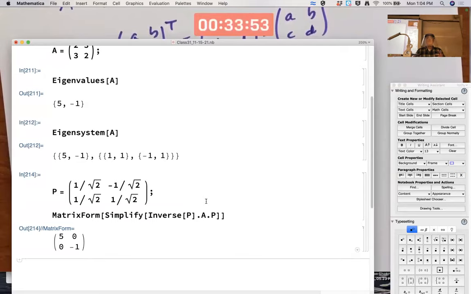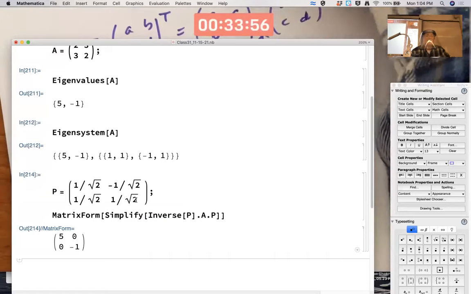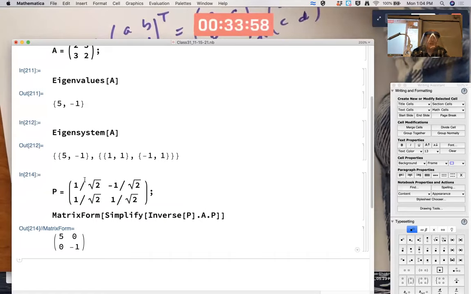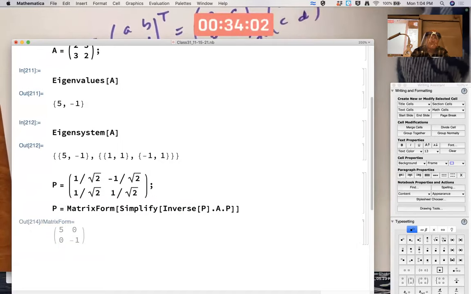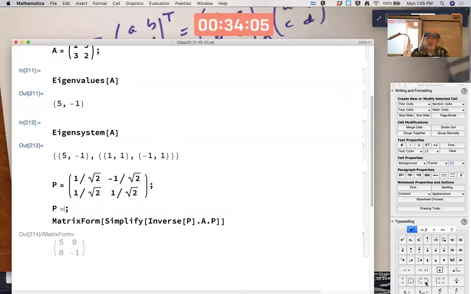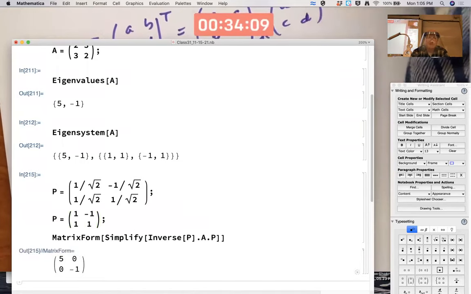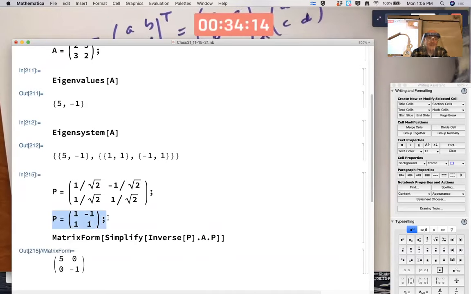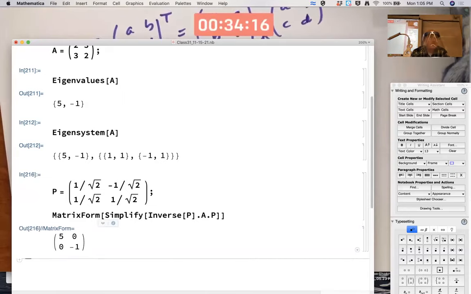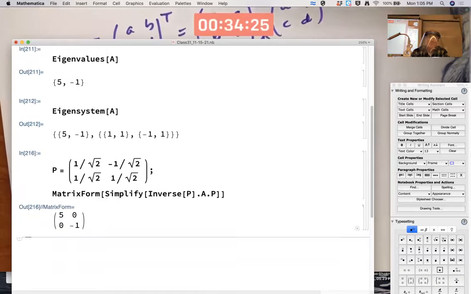When you... and this is not a unique P. I could have done the simpler looking P, 1, -1, 1, 1. That would still work. So why do the more complicated P? Because even though it looks more complicated, if you had to do these calculations by hand, it's actually easier. A little bit at least, when you know what you're doing.